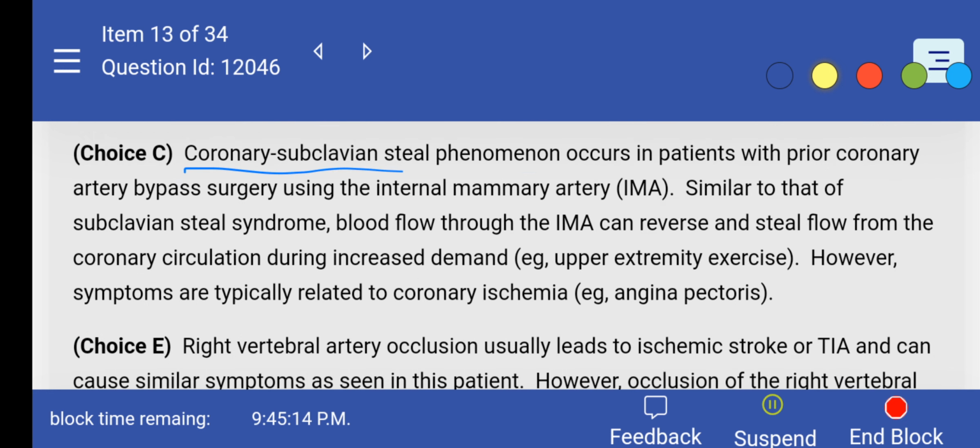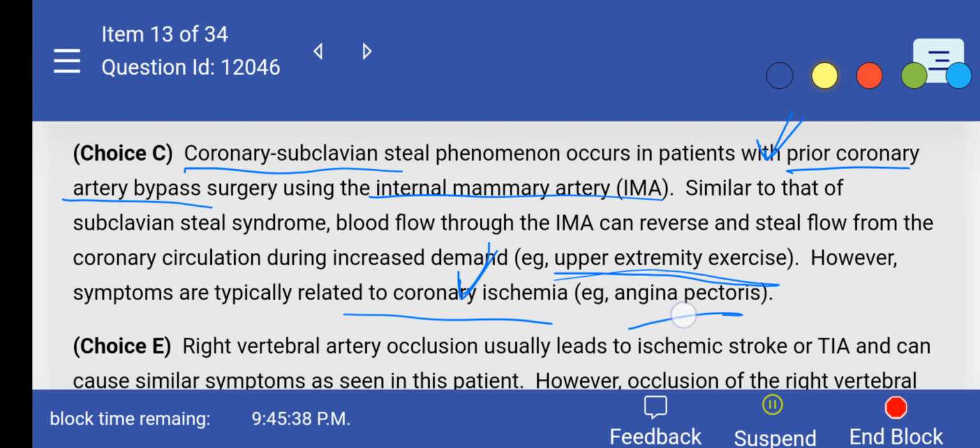Coronary subclavian steal phenomenon occurs in patient with prior coronary artery bypass. So there should be prior bypass surgery. Okay. Using the internal mammary artery, IMA, similar to that of subclavian steal syndrome, blood flow through the IMA can reverse and steal flow from the coronary circulation during increased demand, upper extremity exercise. However, symptoms are typically related to coronary ischemia, that is angina pectoris.